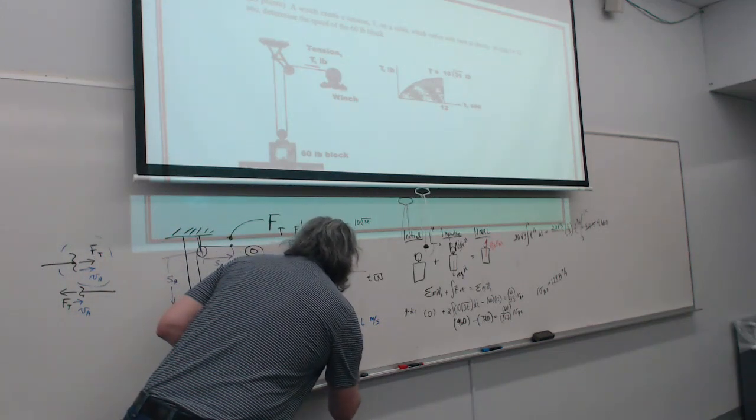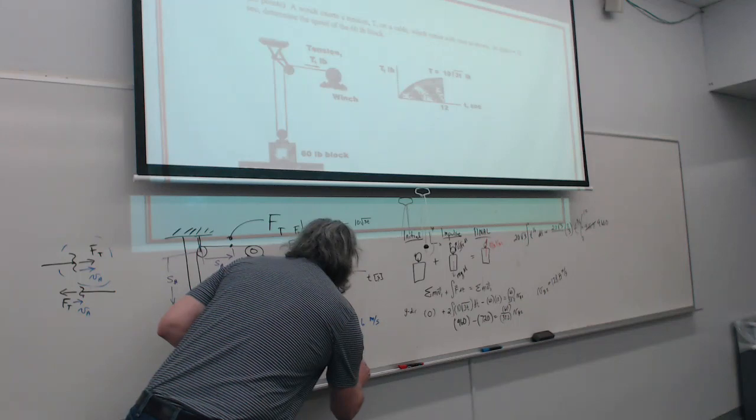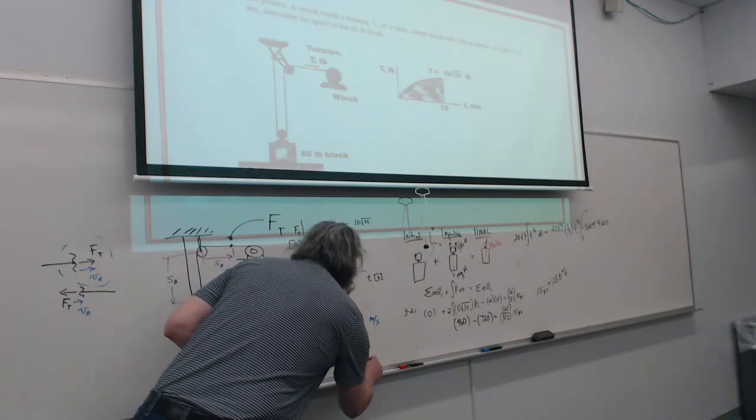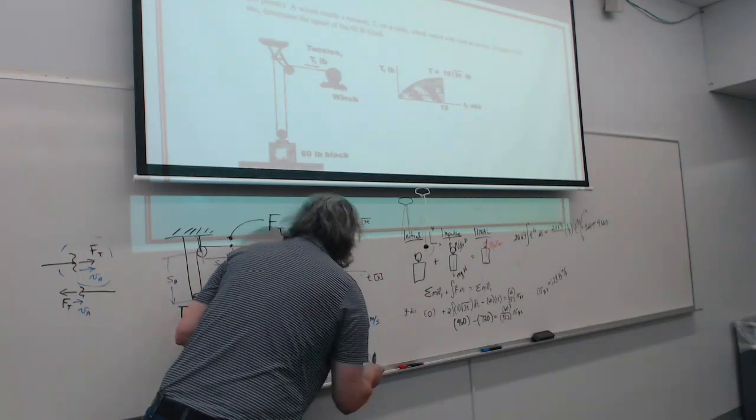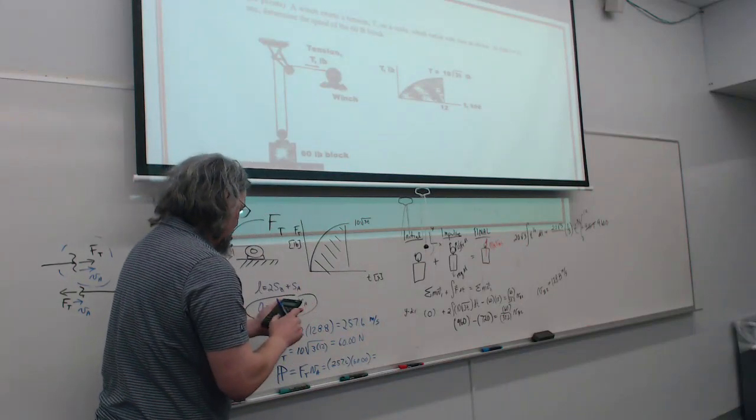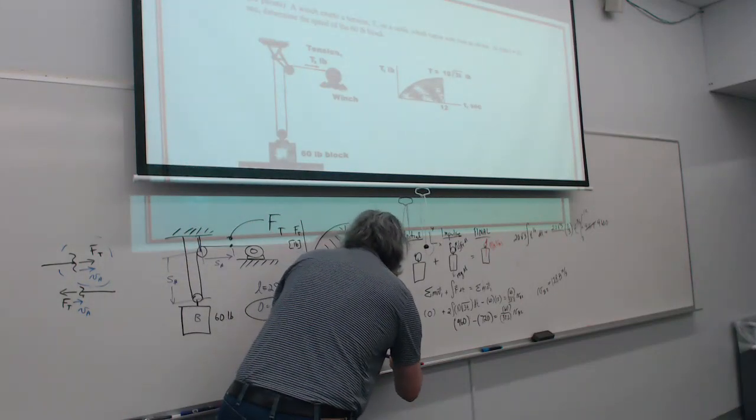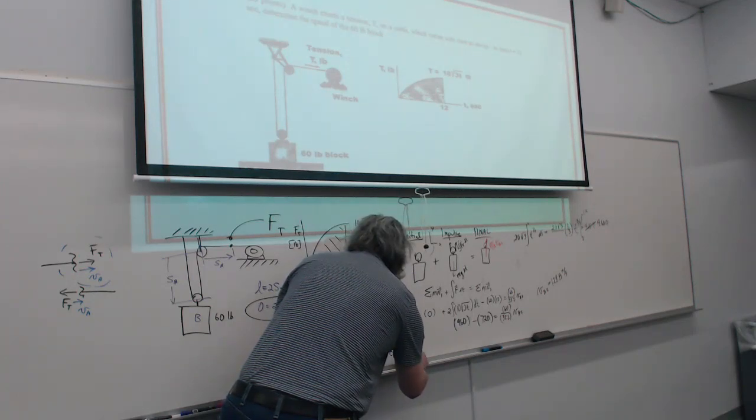So the 257.6 and the 60 right here is going to give us 15,000. Oh, did I do something wrong? Yeah, how is this in pounds and yet we're using meters per second?